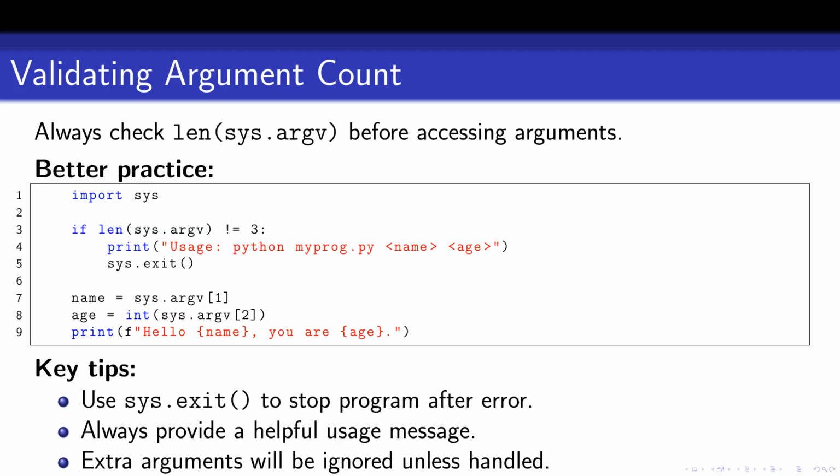For example, a greeting script that takes a name and an age should verify that exactly 3 arguments are passed, then convert the age from string to integer before proceeding. Using sys.exit after an error message ensures the program stops cleanly. This kind of input validation is critical in professional development environments where your script may be reused or automated.